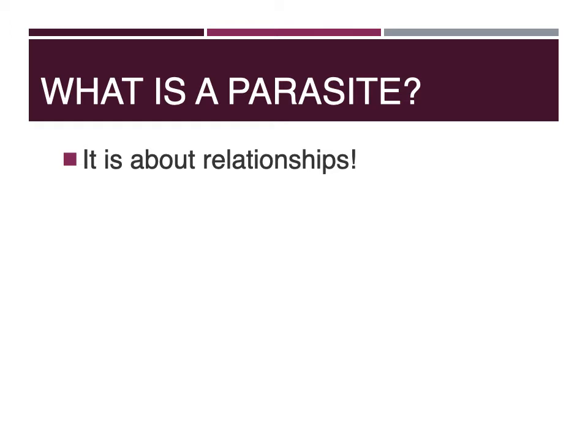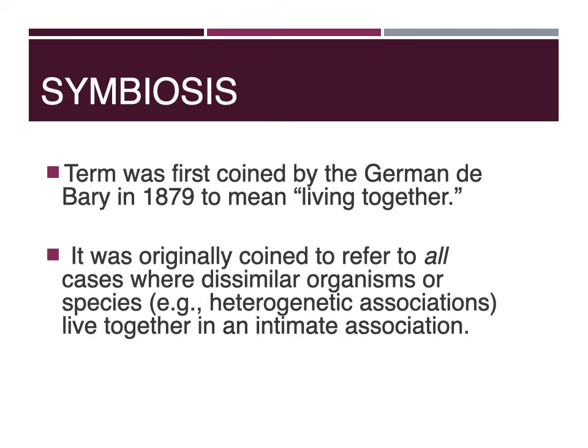So next what we're going to do is talk about some different types of relationships. The term symbiosis was coined back in 1879, and it means living together. And so symbiosis is looking at two organisms from different species and how they're interacting with each other. And these interactions can be beneficial, they could have no effect, or it could be a harmful effect.